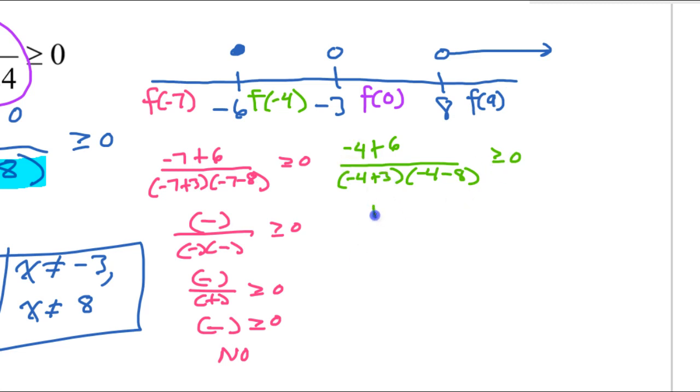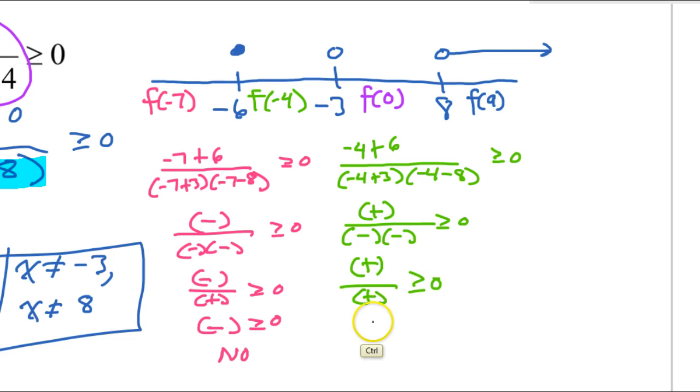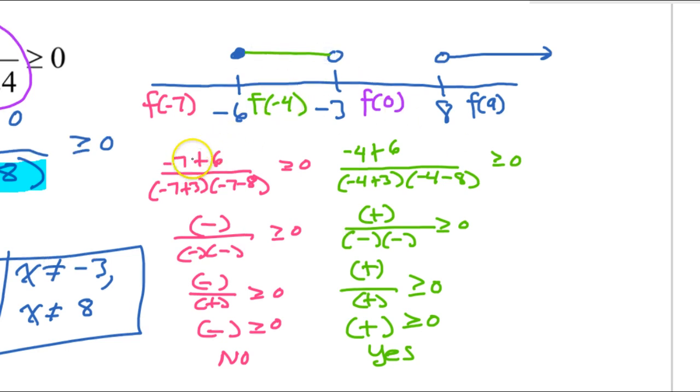Well, that's going to give me a positive over a negative times a negative. That's going to give me a positive over a positive, which of course is a positive. So yes, a positive number is going to be greater than or equal to 0. So we will have solutions in this interval.